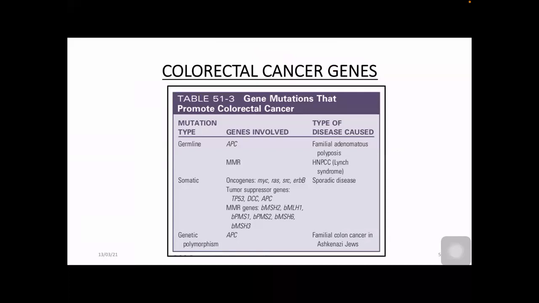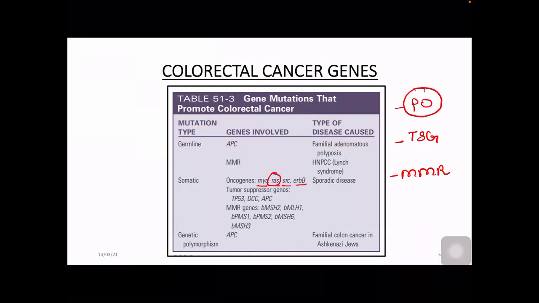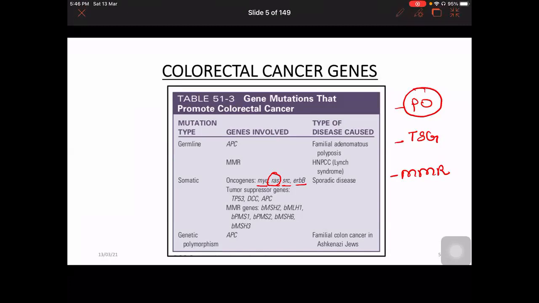Fine. So again, the most common cancer genes. There are three types of cancer genes involved: one is proto-oncogenes, second is tumor suppressor genes, third is mismatch repair genes, MMR genes. So these are the three important gene types which play an important role in colorectal cancer pathogenesis. The proto-oncogenes, the most important of which are c-MYC, RAS, SRC, and ERB, out of which KRAS is the most important proto-oncogene. Whenever a proto-oncogene gets mutated, that is a gain-of-function mutation, it results in the conversion of an adenoma into a carcinoma.